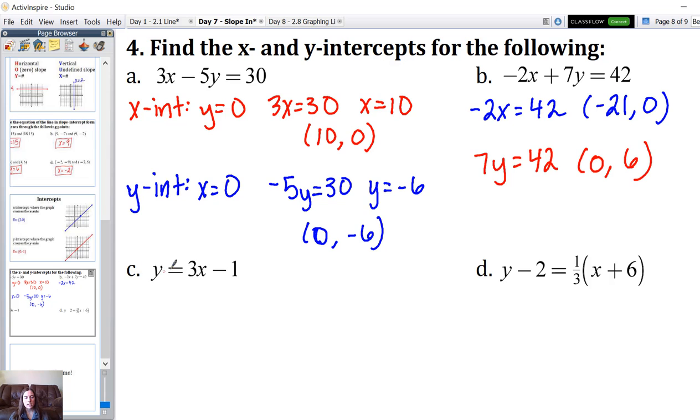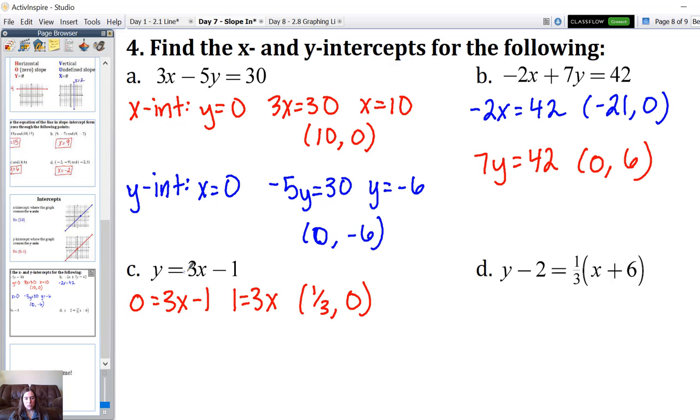Part C, y is equal to 3x minus 1. Now this one's not in standard form or close to being in standard form, so we're going to have to move some things around once we plug in our zeros. So for the x-intercept, that's where y is equal to 0. We get 0 equals 3x minus 1. Now I'm going to move that 1 over. So adding 1 to both sides, we have 1 equals 3x, and then we can divide by 3. So we have 1/3 for the x value, 0 for y.